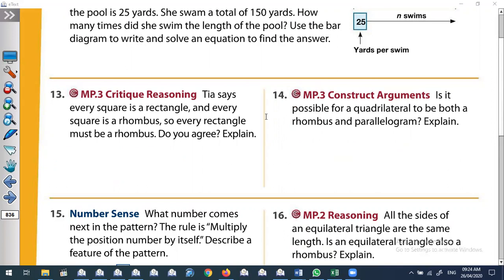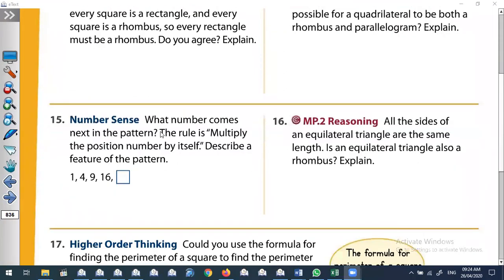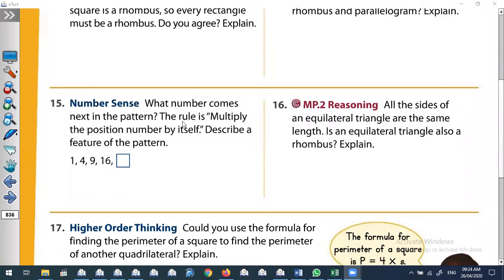The next one, what number comes next in the pattern? The rule is multiply the position number by itself. Like that, 1 by 1 is 1, 2 by 2 is 4, 3 by 3 is 9. The position numbers are 1, 2, 3, 4, and so on. 4 by 4 is 16. So the next one, 5 by 5, is 25.